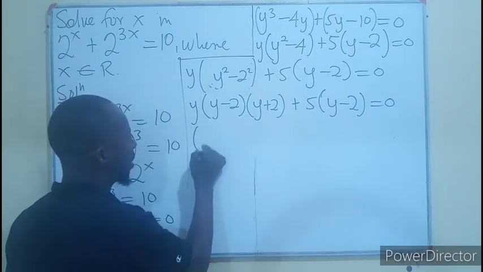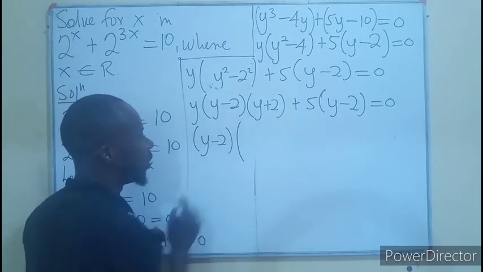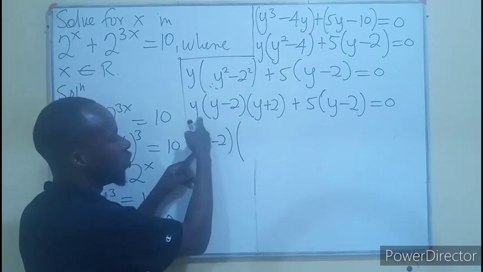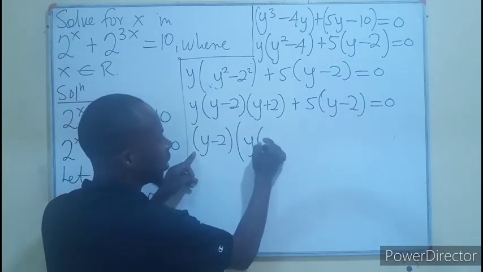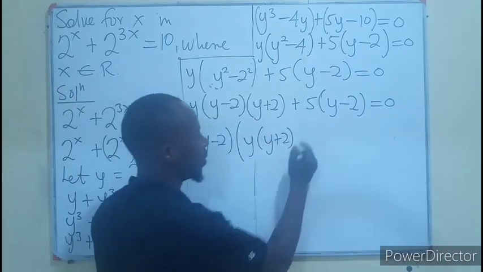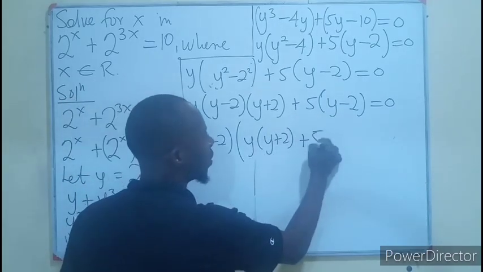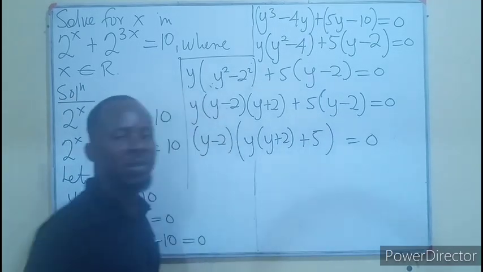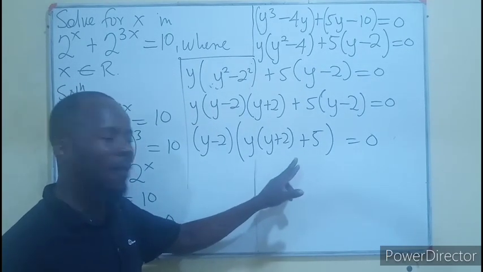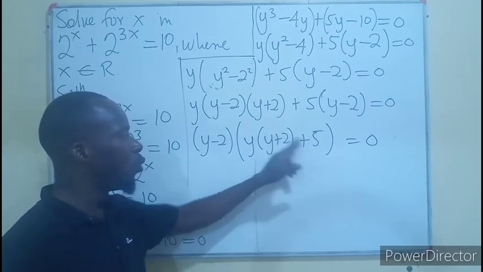So I will take my common factor, y - 2, outside, into bracket, y - 2 dividing the whole of this. It will cancel y - 2, leaving y multiplying (y + 2). This is the factor left here. Then plus, if you divide all of this by y - 2, you'll be left with only 5. That will also give you 0. But you can see in this bracket we can expand further so that y will multiply y times 2, then we compute it with 5.